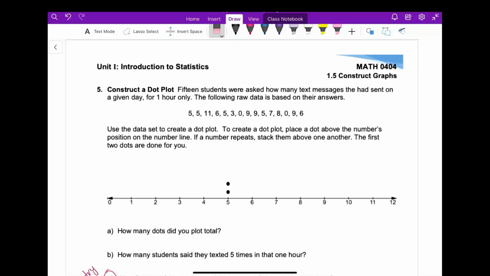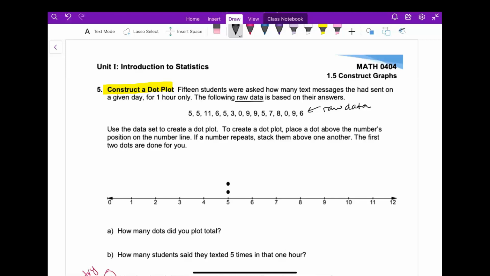The next graph we're constructing is a dot plot. 15 students were asked how many text messages they had sent on a given day for 1 hour only. The following raw data is based on their answers. Right, you're seeing that raw data vocabulary again. Remember, raw data is unorganized data that was collected. So we have the data here. This is our raw data.